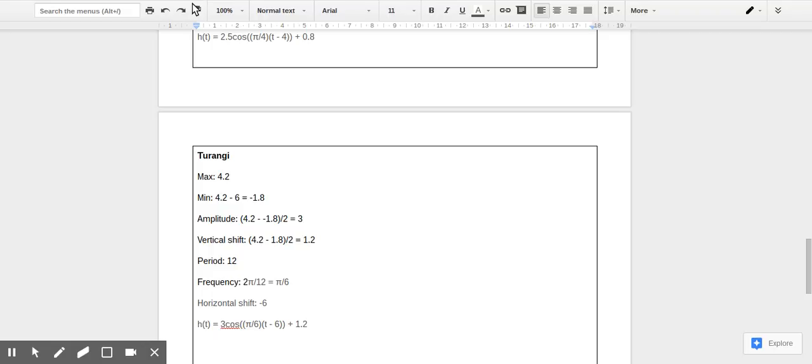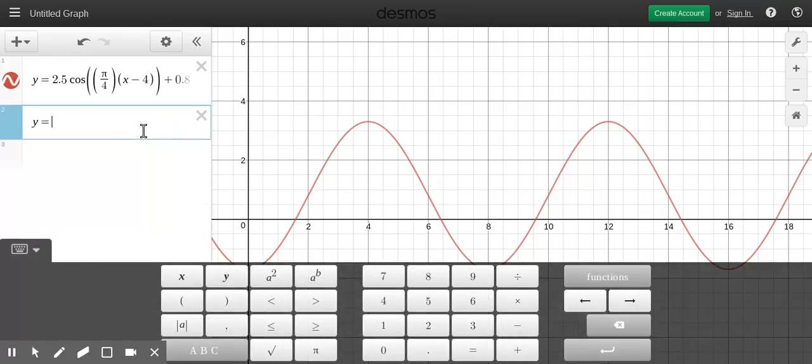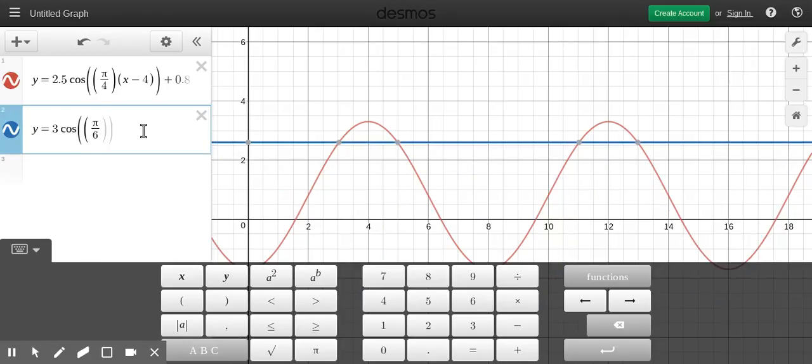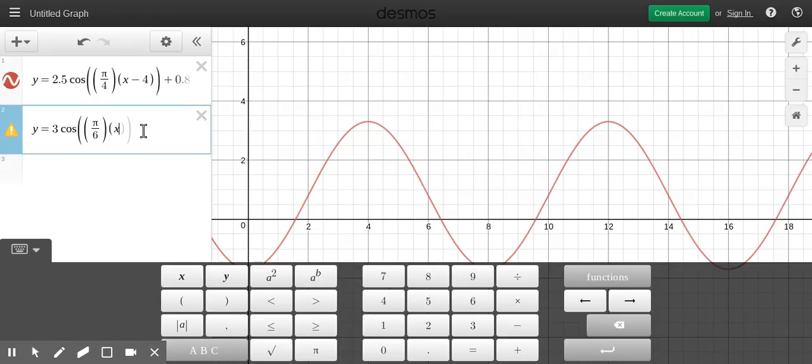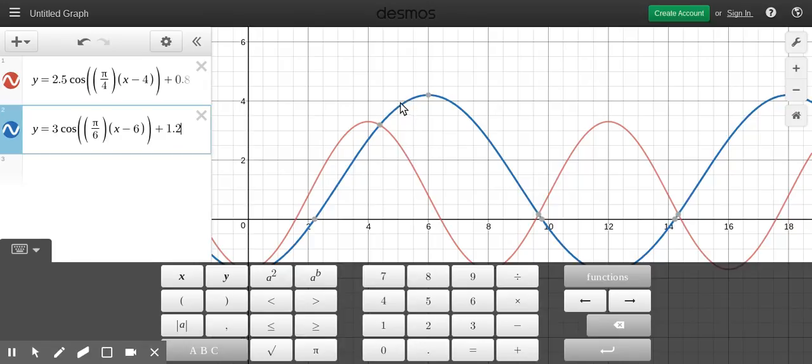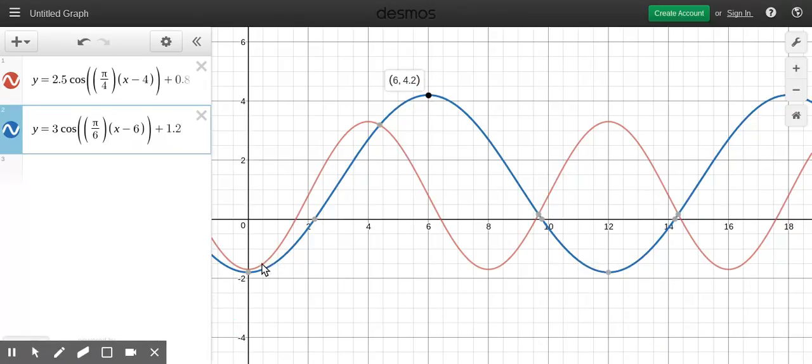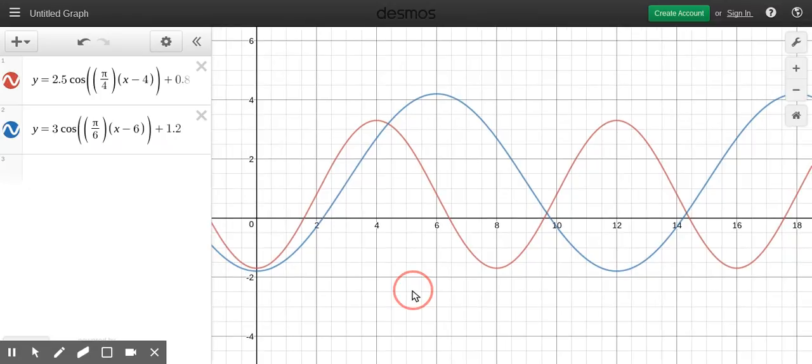Right, now if we plug that in here, we've got y equals 3 cos pi on 6 (x take away 6) plus 1.2. Okay, so we have our maximum of 4.2 and our minimum of -1.8, and then we can see that our period is 12. Okay, so we have both of our equations.